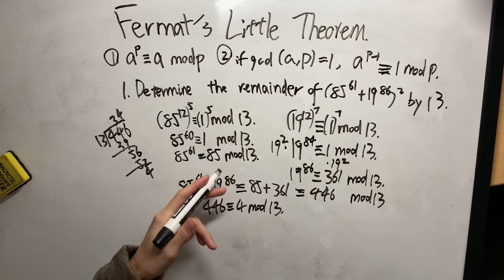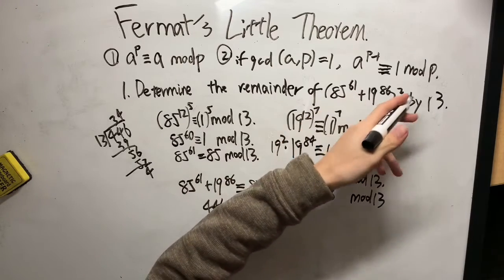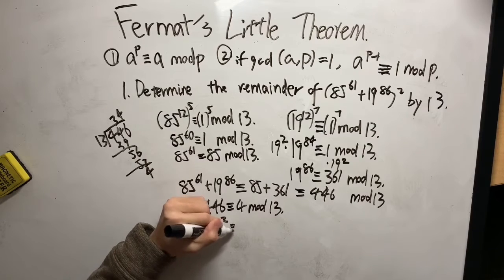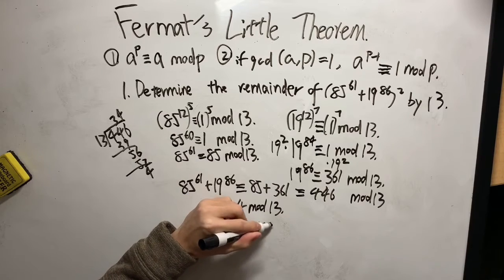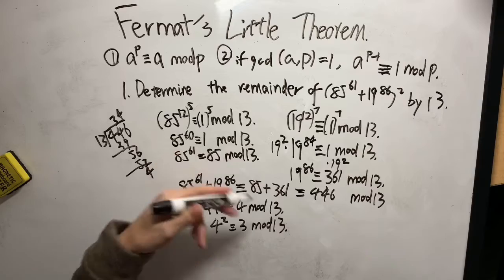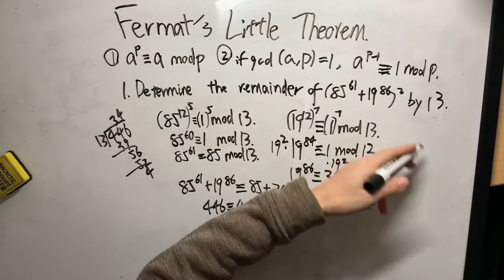And now we are finding the whole thing to the power of 2. So we have 4 squared is congruent to 3 mod 13. Thus, we find the remainder of this thing by 13 is 3.